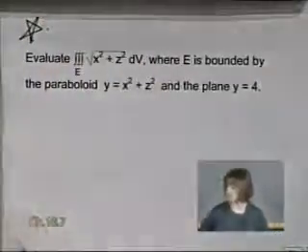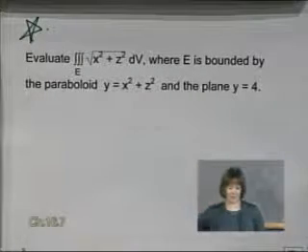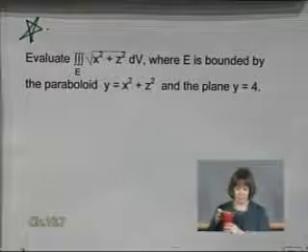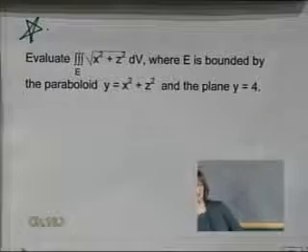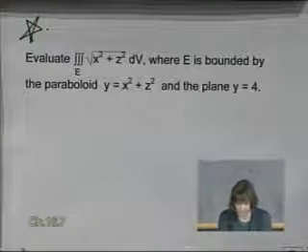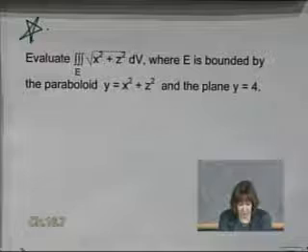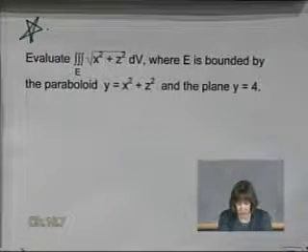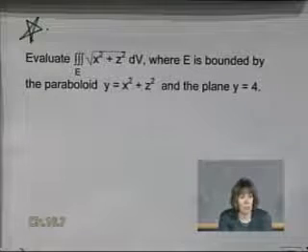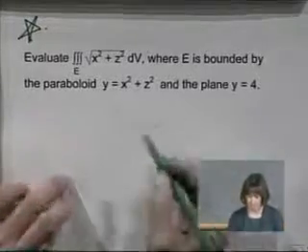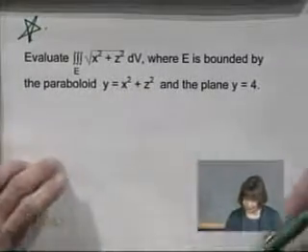Okay, look at this one. I like this one. Put a star by this one. Okay. Evaluate the integral over solid E of square root of x squared plus z squared dV, where E is bounded by the paraboloid y equals x squared plus z squared and the plane y equals 4. Okay? This one will go all the way to the end.